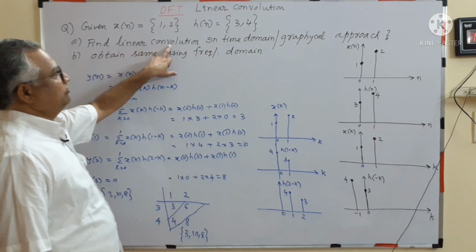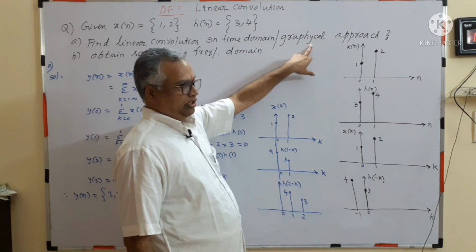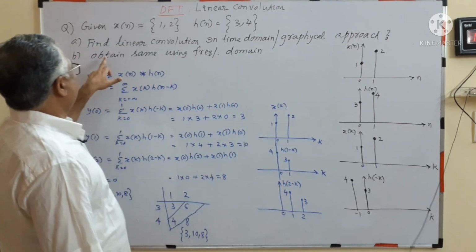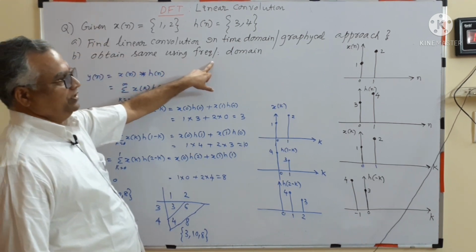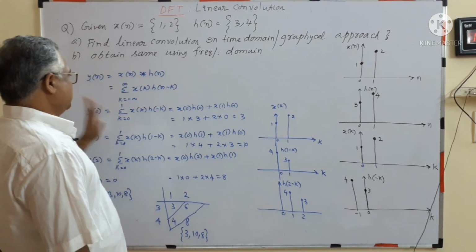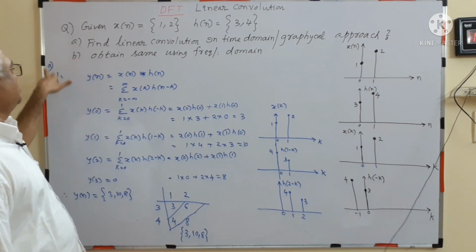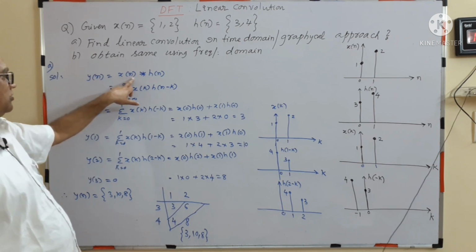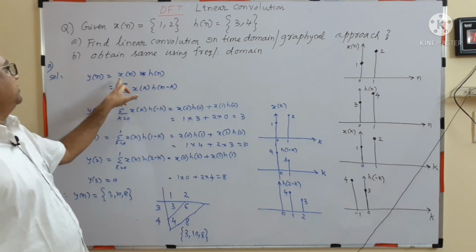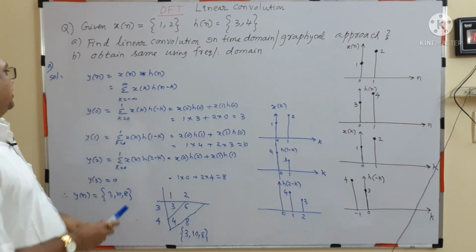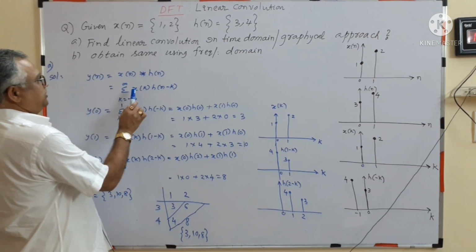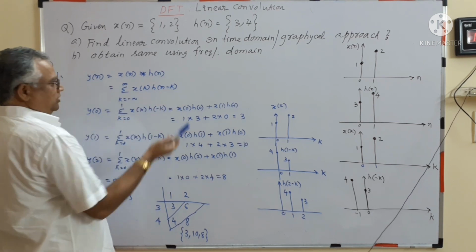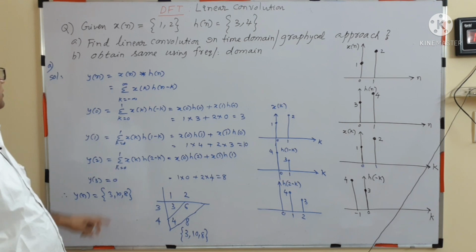Now find the linear convolution in the time domain, also called the graphical approach. The second method is to obtain the same answer using the frequency domain. First I will explain the solution in the time domain. So y of n equals x of n star h of n. If you expand this, the sum over k from minus infinity to infinity of x of k, h of n minus k. This is the formula given earlier also.